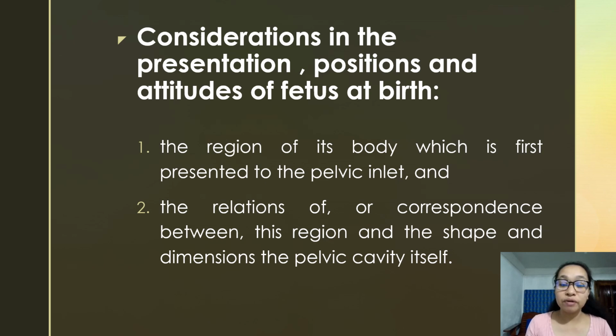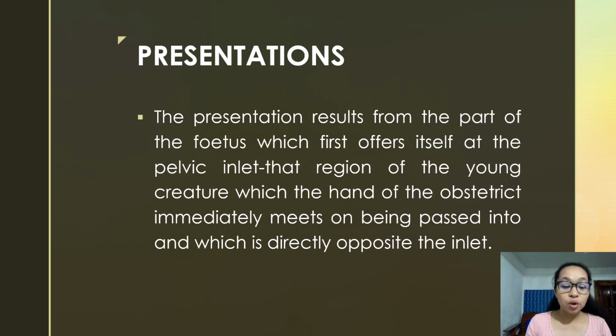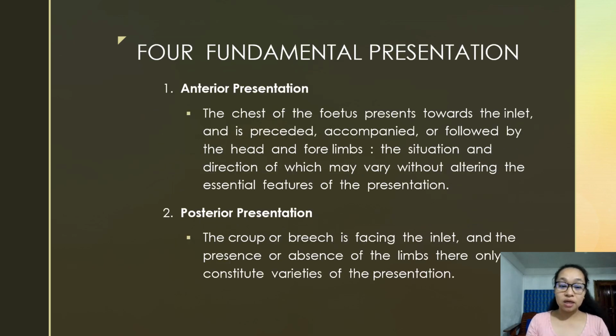One is the region of its body which is first presented to the pelvic inlet, and the relations or correspondence between this region and the shape and dimensions of the pelvic cavity itself. The presentation results from the part of the fetus which first offers itself at the pelvic inlet, that region of the young creature which the hand of the obstetrician meets on being passed into the pelvis, and which is directly opposite the inlet.